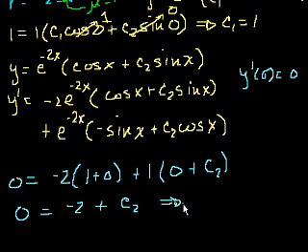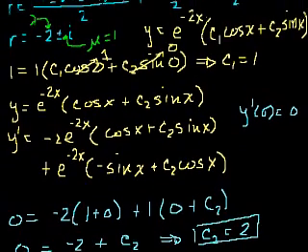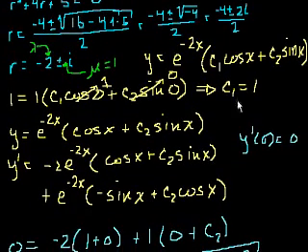Or we get c2 is equal to 2. Add 2 to both sides. c2 is equal to 2. And then we have our particular solution. I know c2 is equal to 2. c1 is equal to 1.